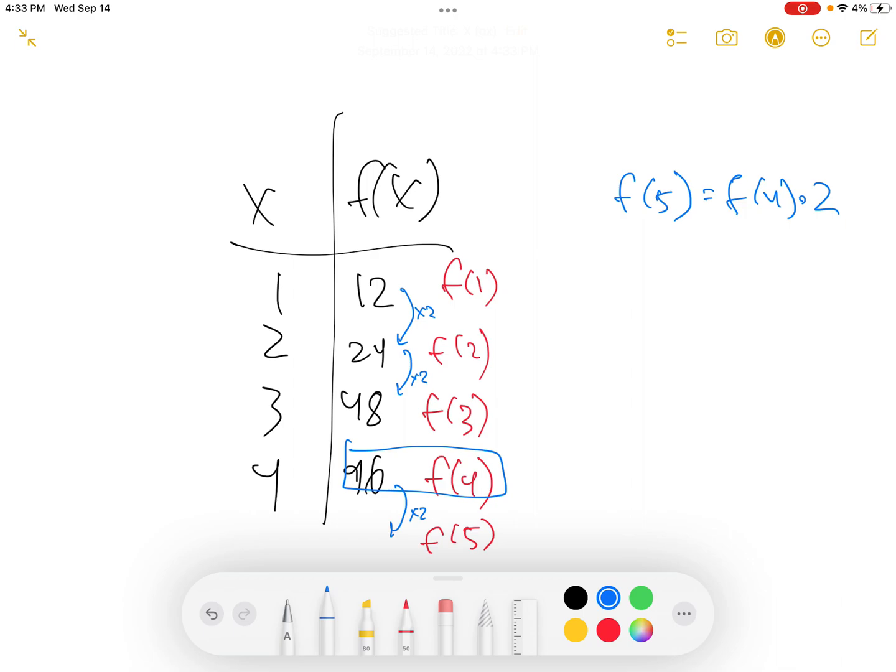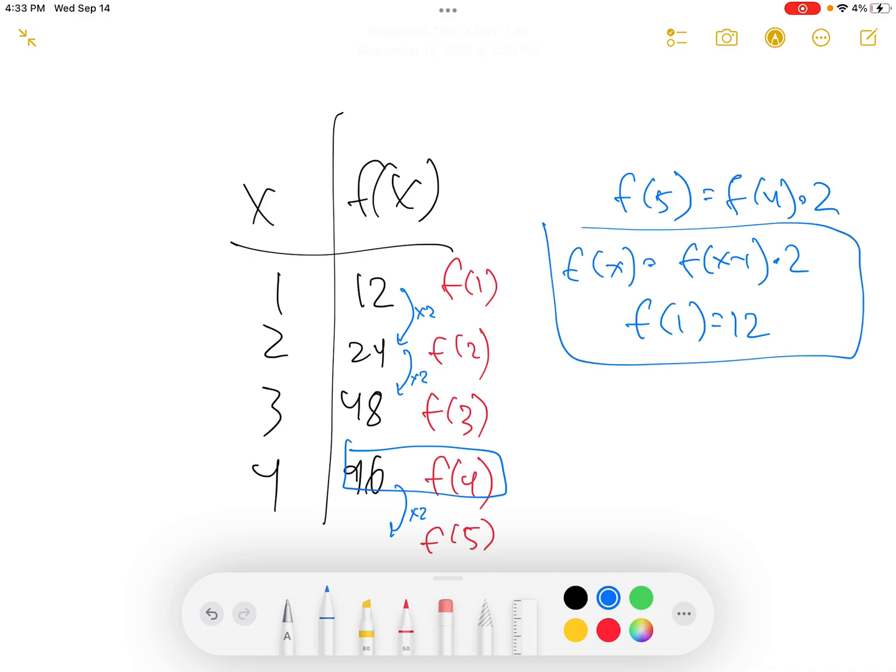Now, just broadening that a little bit, if I want to find f of x, then I'm going to take the y value before that, and I'm going to double it. And that's our recursive formula. Oh, and recursives always need to start somewhere, so we'll say f of 1 equals 12. And this whole jumble of things, that's going to be your recursive formula.